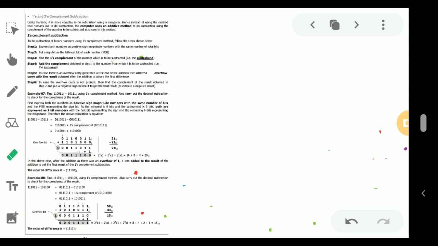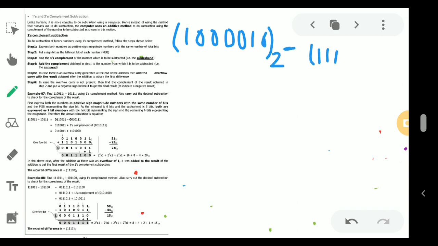Okay, so let's take the question that is given: 1 0 0 0 0 1 0 base 2 minus 1 1 1 1 0 0 0 base 2. Here I hope you count the number of digits: 1 2 3 4 5 6 7. Here I have 1 2 3 4 5 6 7. So the number of bits is equal.